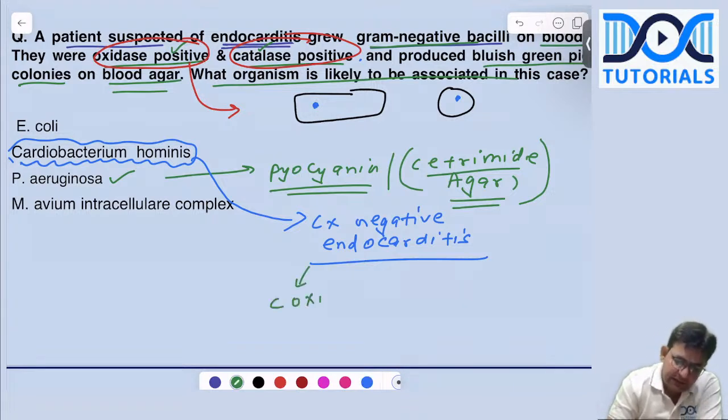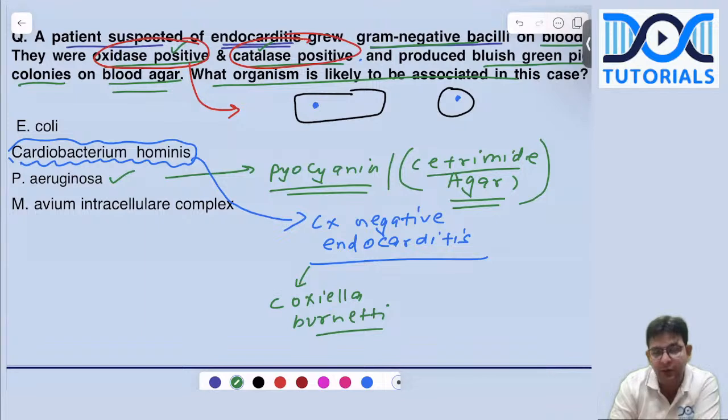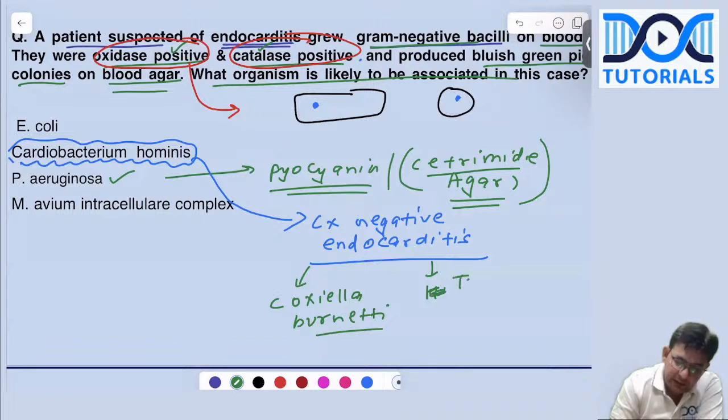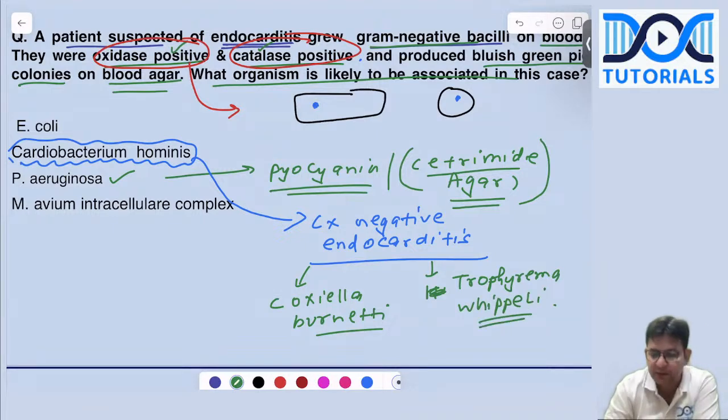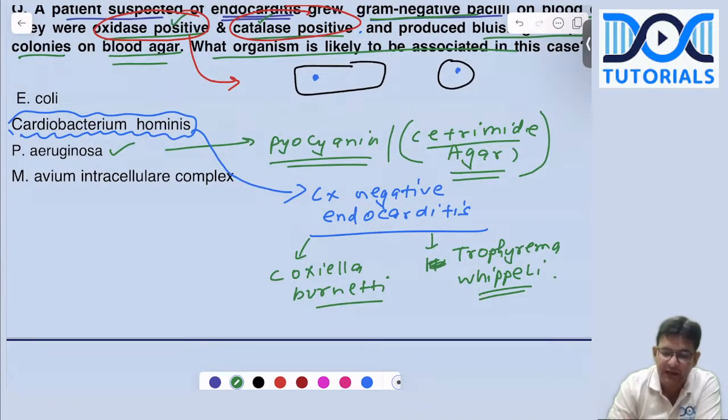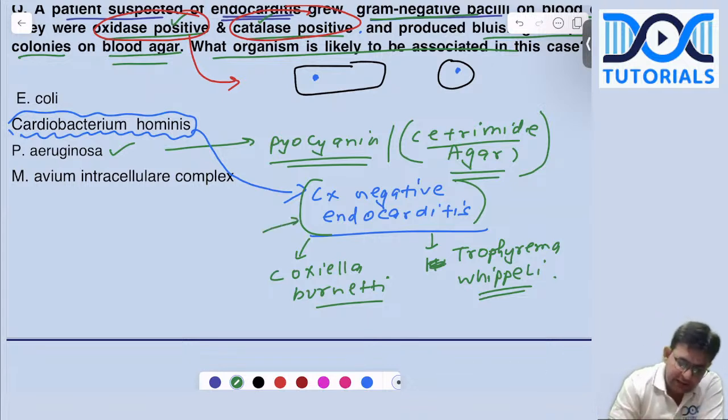So, guys, one is Coxiella burnetii, which associates with Q fever and also causes culture negative endocarditis. Another one is Cardiobacterium hominis, which is a part of the HACEK group. And one is Tropheryma whipplei, which associates with Whipple's disease as well as culture negative endocarditis. So three names you need to know which cause culture negative endocarditis.